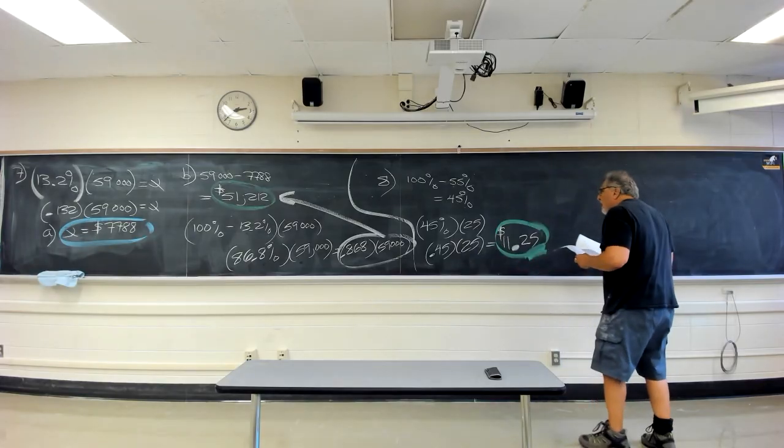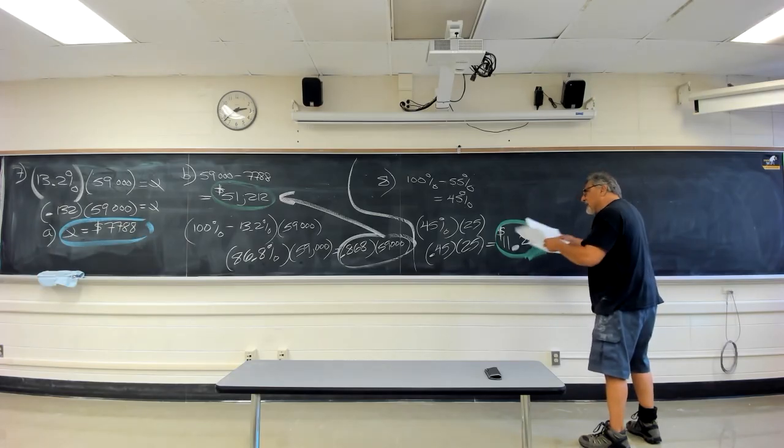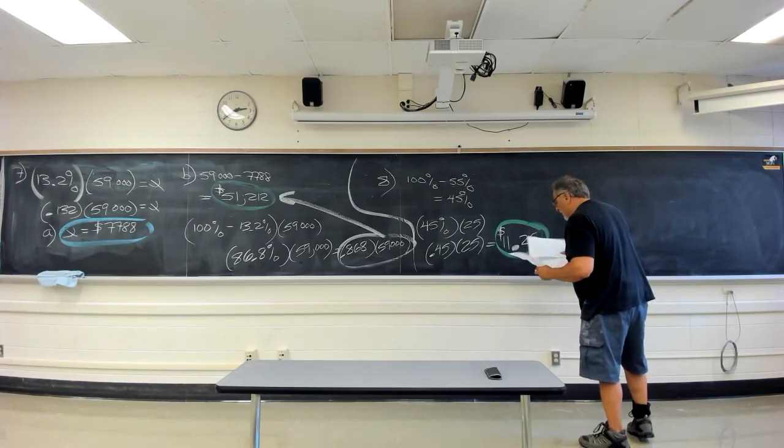$11.25. Makes sense. 45% is a little less than half. Half of 25 is 12.50, $12.50. This is less than that as a final price. And 11.25 seems okay, we get an answer that way. We look at it, okay? That's it. That's the correct answer.